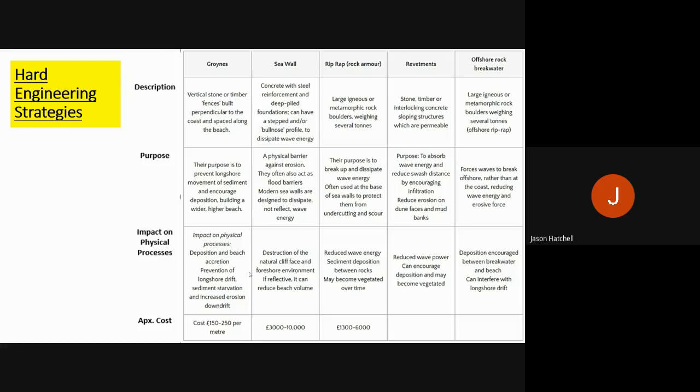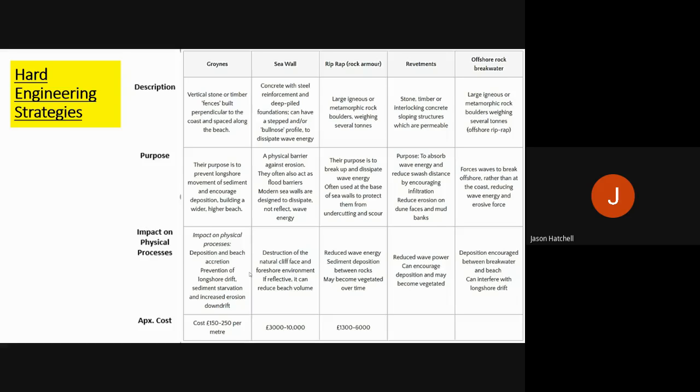Now you only need to focus on 3 of these, really. You don't need to know all of these in detail. So let's just take the first 3. Let's take groins. These are vertical stone or timber fences perpendicular to the coast. The purpose is to prevent longshore drift. They stop deposition moving further along the coastline. They prevent longshore drift, but they also starve the coast and the beach of sediment. That costs around 150 to 250 pounds per meter.